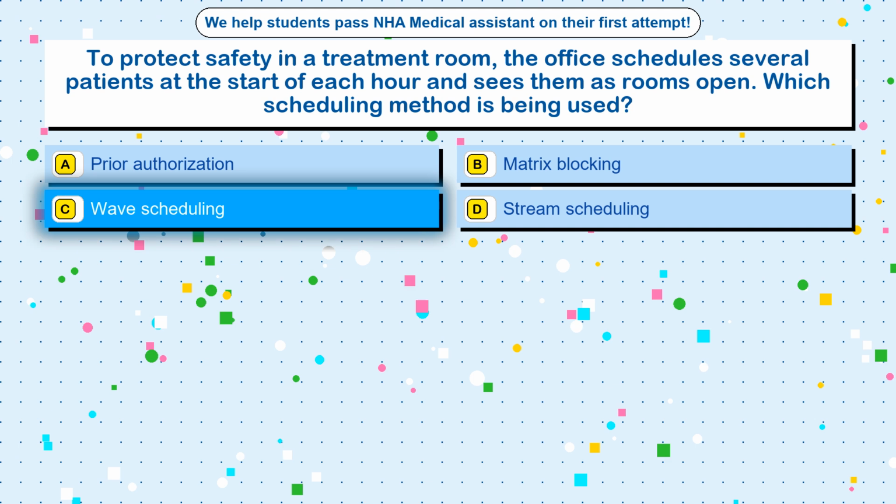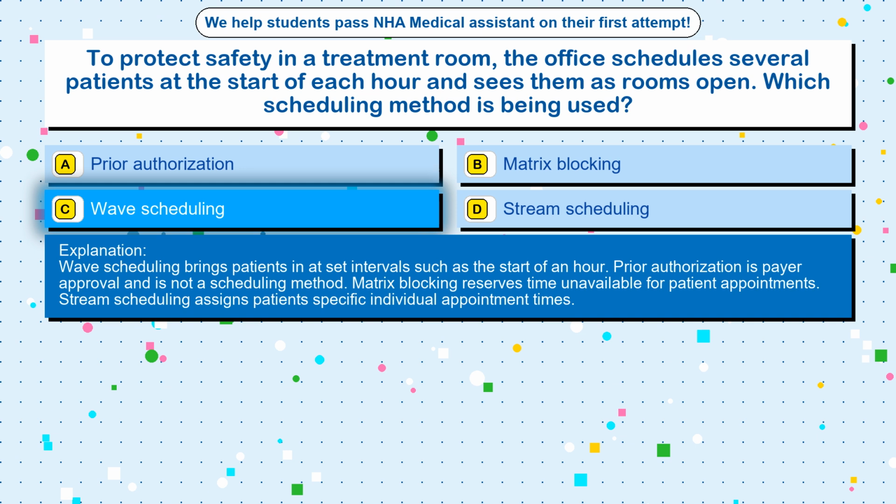Wave scheduling. Wave scheduling brings patients in at set intervals such as the start of an hour. Prior authorization is payer approval and is not a scheduling method. Matrix blocking reserves time unavailable for patient appointments. Stream scheduling assigns patients specific individual appointment times.